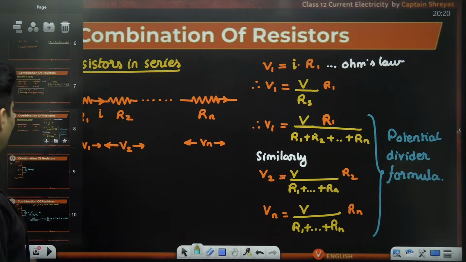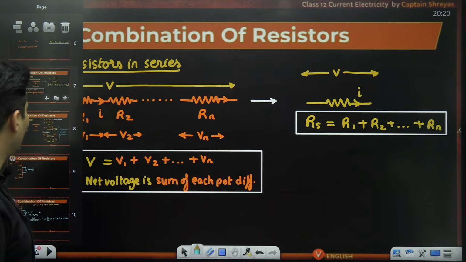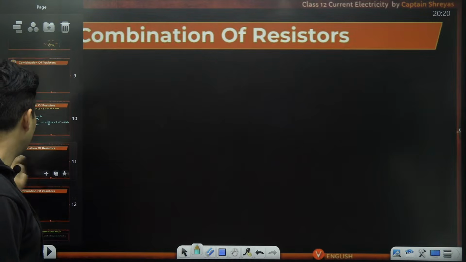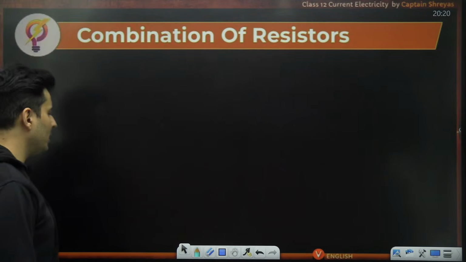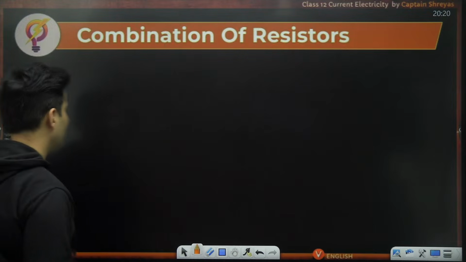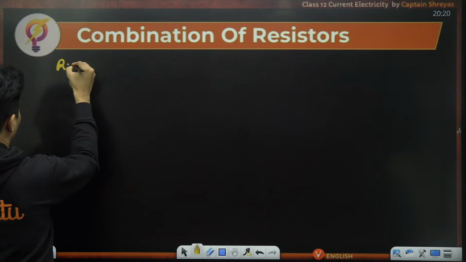I understood this voltage divider or potential divider formula, and I understood how to find the equivalent resistance also. Fair enough, guys. So, having said that, let's go on to the parallel combination now. Let's talk about resistors in parallel.